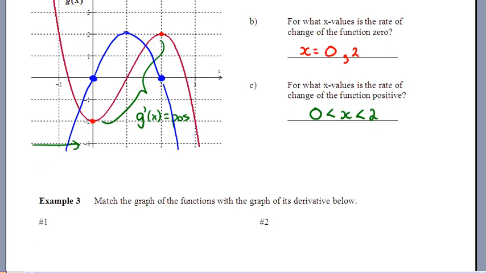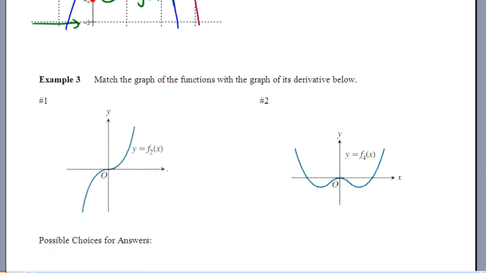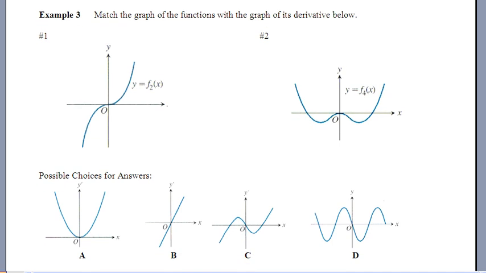Let's try this again with this next example. Example 3, see if you can match the graph of the functions with the derivative down below. So we've got a couple of different questions that we're going to look at, and then there are possible answers down below. It's kind of like multiple choice.